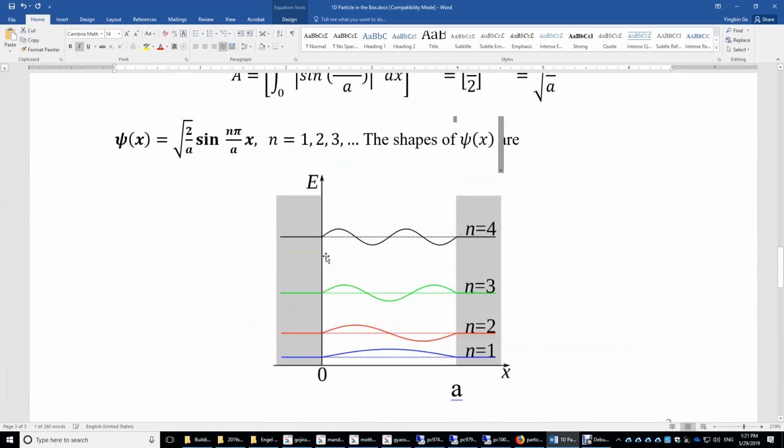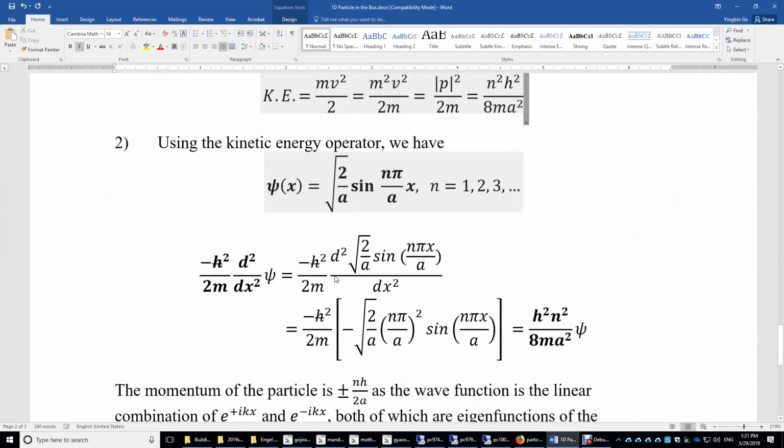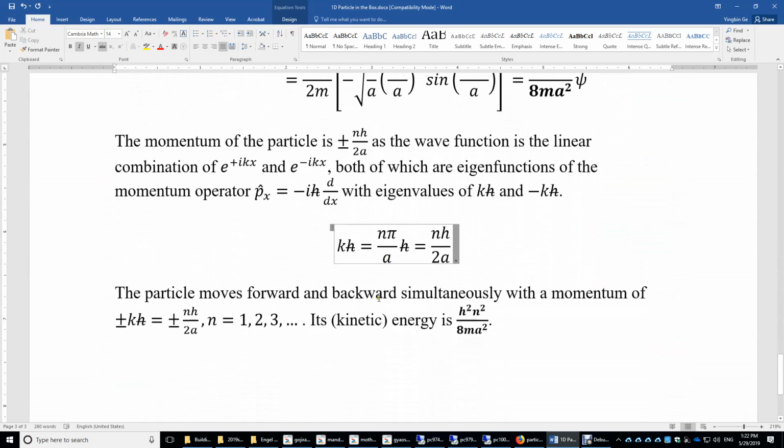So if we replace this k, we determined the expression of this k. This k times a must be n pi, therefore k should be n pi over a. So we plug in k equals n pi over a here. k h bar equals n pi over a times h bar. h bar is the reduced Planck constant. So h bar is h over 2 pi. So we have h over 2 pi times n pi over a. We have nh over 2a. And this is the momentum of this wave function. And negative nh over 2a is the momentum of this e to the power of negative ikx wave function.